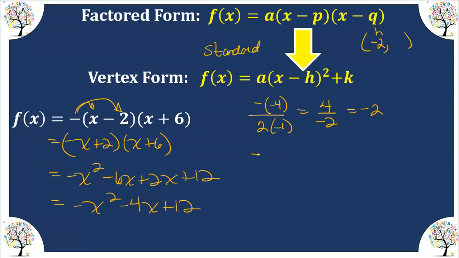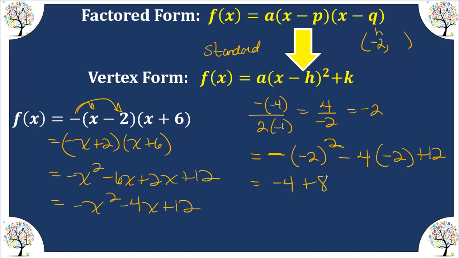Then we plug that into our equation. We have negative, and then x is negative 2 squared minus 4 times negative 2 plus 12. Now, be really careful here. You do your exponent first. This is going to give us a positive 4 times the negative. So it's negative 4 plus 8 plus 12. This is going to give us 4 plus 12, 16.